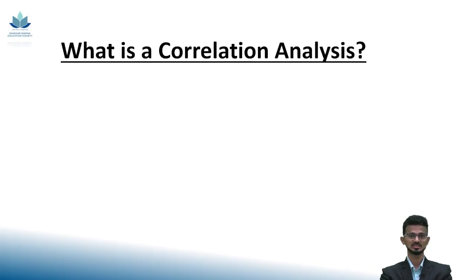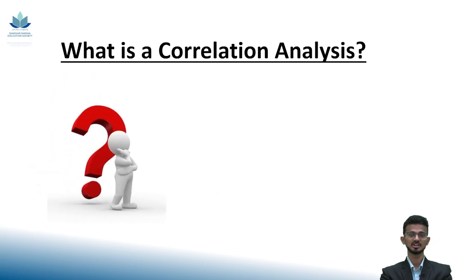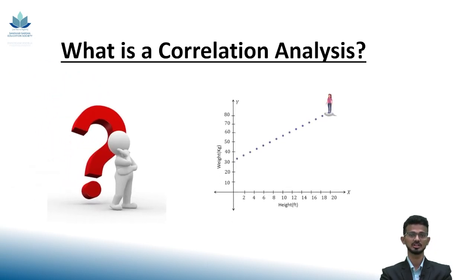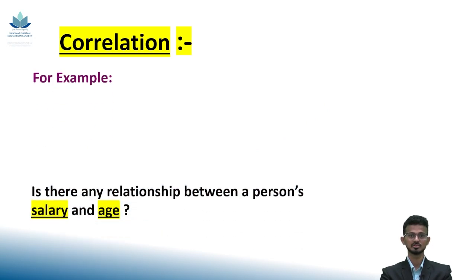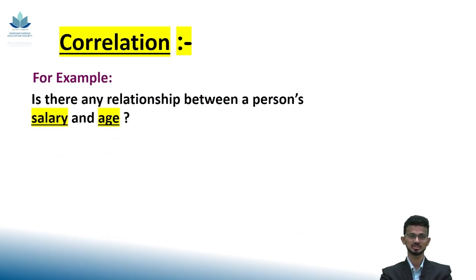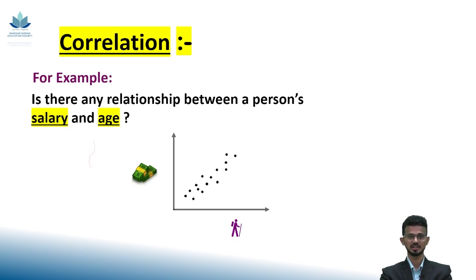What is correlation analysis? In real life, there are many variables which are correlated with each other. For example, height and weight. As our height increases, weight also increases. Another example, if someone wants to check, is there any association between the person's salary and age? If we plot the data on x-axis and y-axis, we will get some idea about the relationship between them.